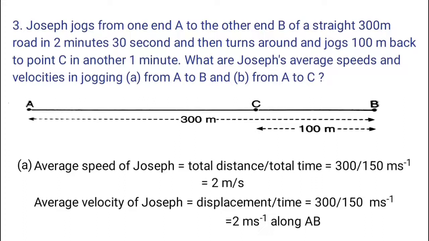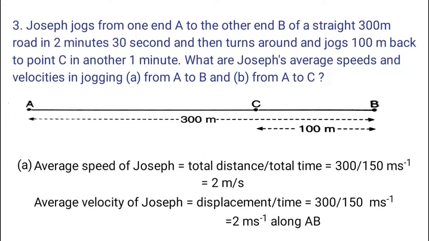What do we need for average speed? For calculating average speed, we need the total distance covered by the object and the total time taken. In this situation, the total distance covered is AB, which is 300 meter, and the total time is 2 minutes 30 seconds. That is not a standard unit, so we have to convert this time into seconds. So 2 minutes 30 seconds is equal to 150 second.